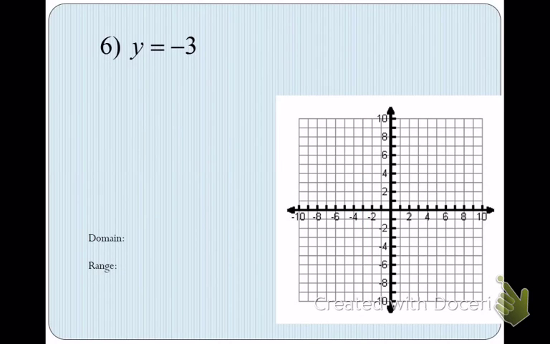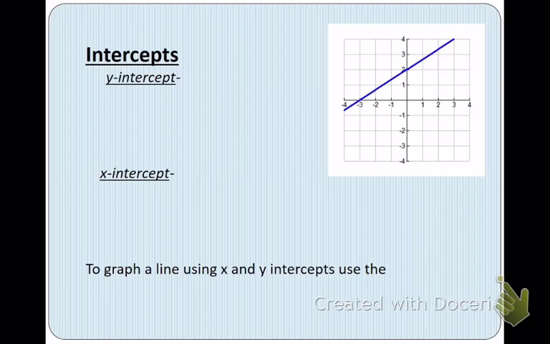All right. Got one more to try here. Stop the video, give it a shot, and I'll show you what you should get. And you should get this. It's a horizontal line going through -3 on the y-axis. The domain is -infinity to +infinity, and the range is just -3. If that's not making any sense, make sure you get in here and see me so we can figure it out.